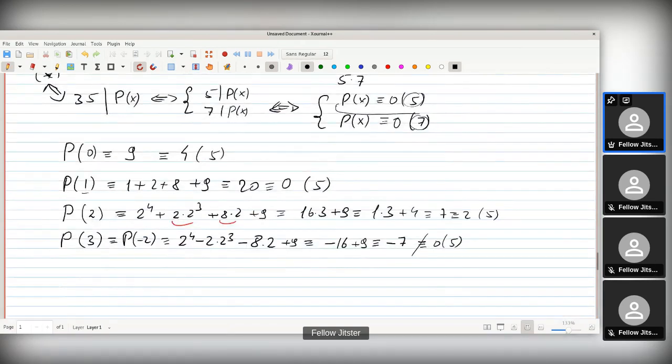And what about P of 4? What is it? It is P of -1. The same here, save the signs. 1 minus 2 minus 8 plus 9. It is what?